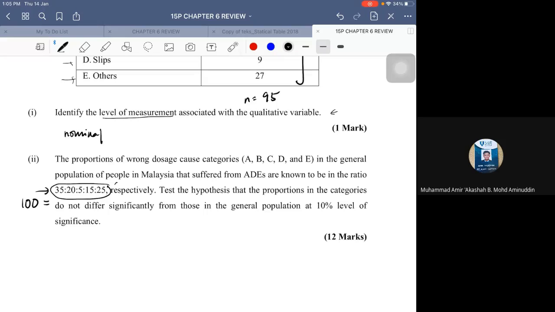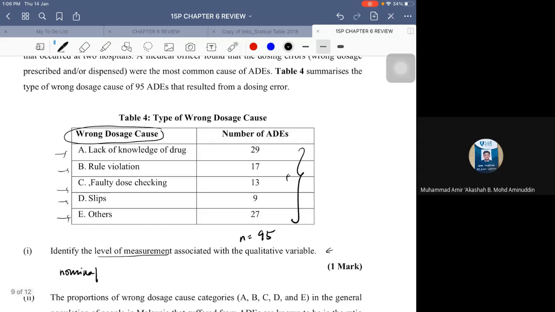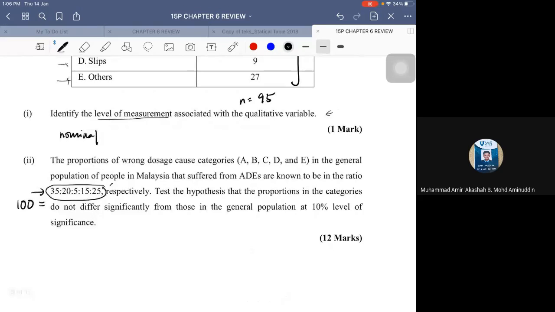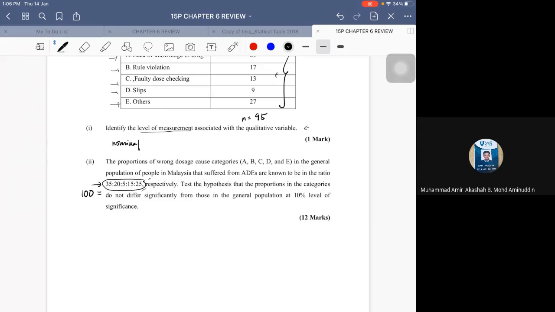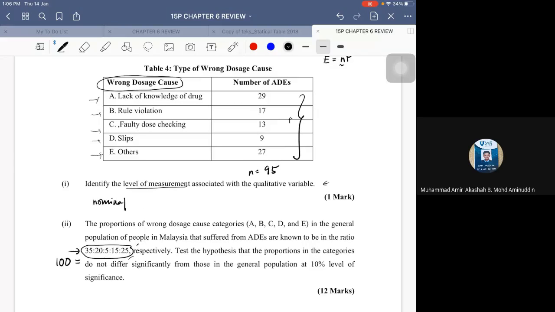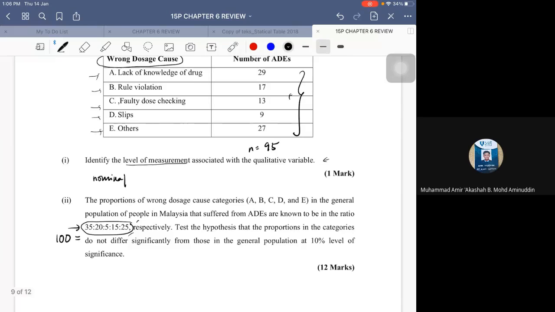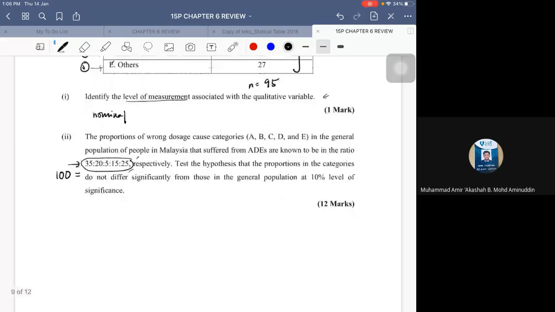So how do you find the probability? Because expected value, I'm going to write the expected value over here. Expected value is going to equal the number of samples multiplied by the probability. How do you find the probability? You are going to use the ratio over here and come up with a percentage, because ratio over the sum of the ratio multiplied by 100 is actually a percentage. First, I'm going to start with the number of ADE. Here I'm going to call these categories 1, 2, 3, 4, and 5. I already have that: this is A, B, C, D, and E. Okay, let's start with category A.